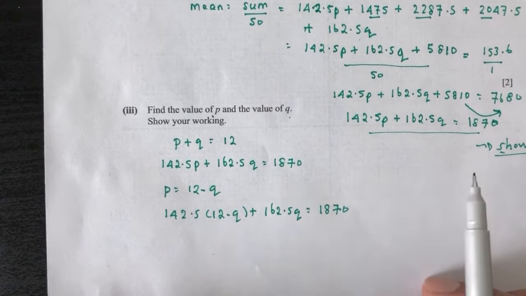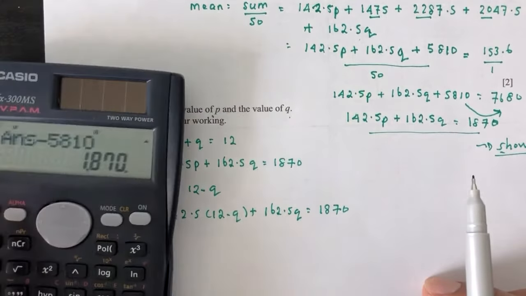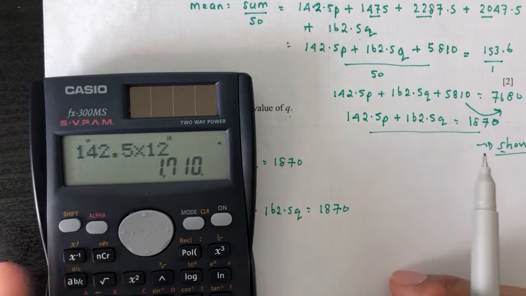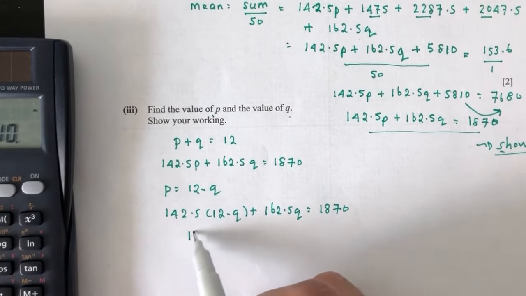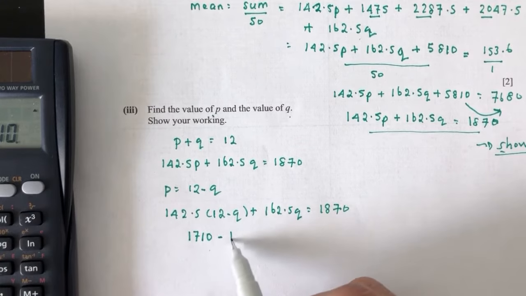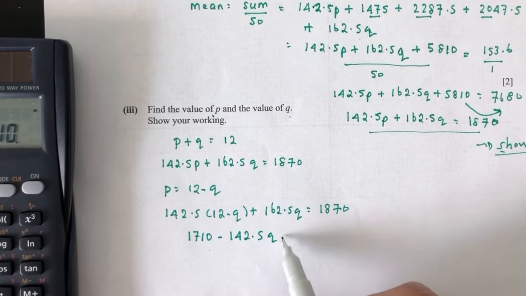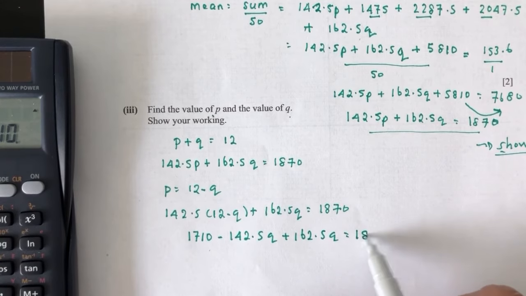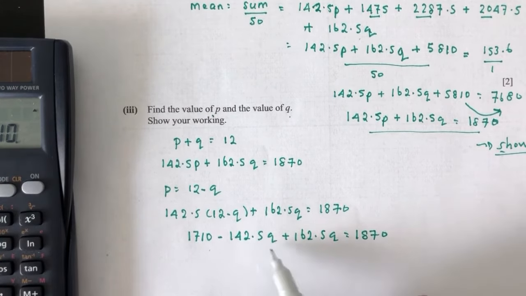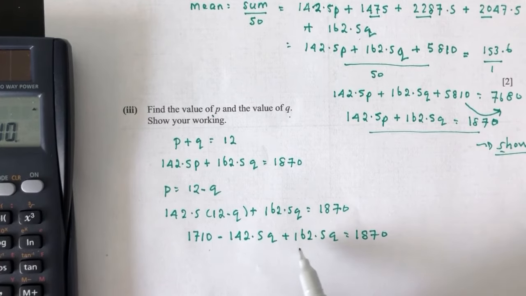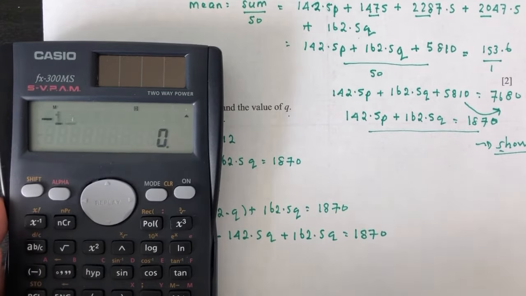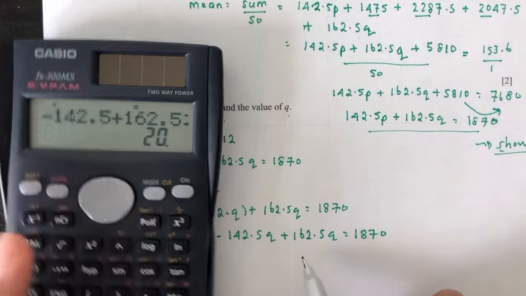So now let's expand the brackets. What is 142.5 times 12? So 142.5 times 12 will be 1710. So 1710 minus 142.5Q plus 162.5Q equals 1870. So now we simplify: minus 142.5 plus 162.5 will be 20.